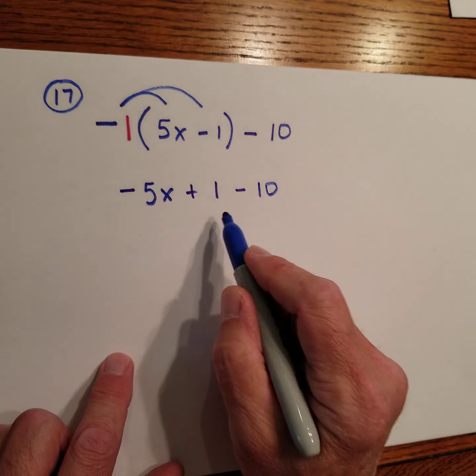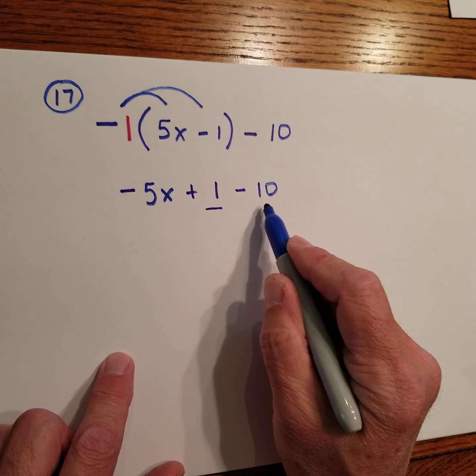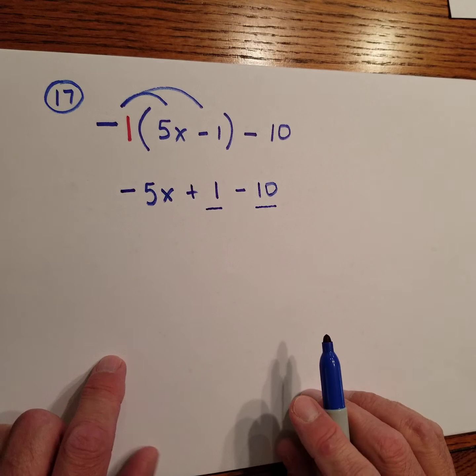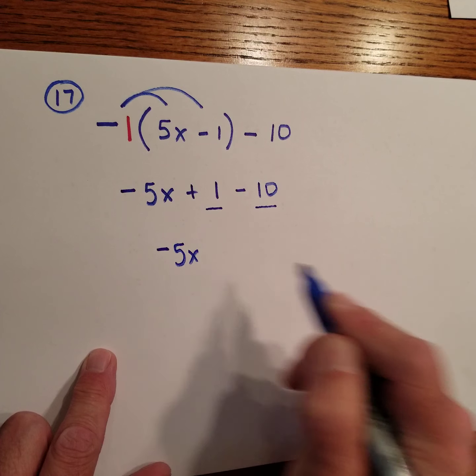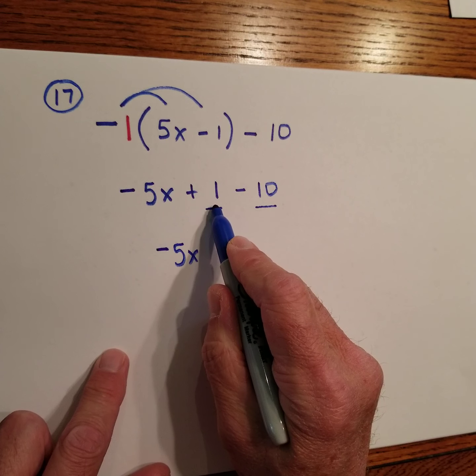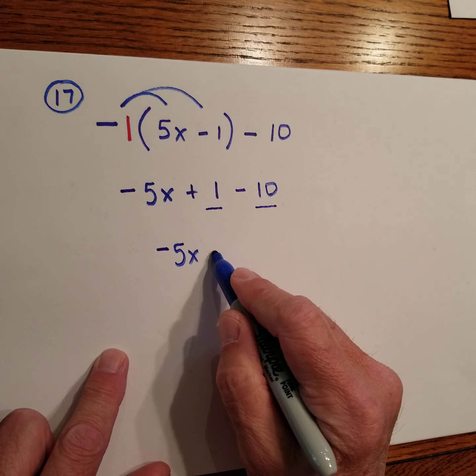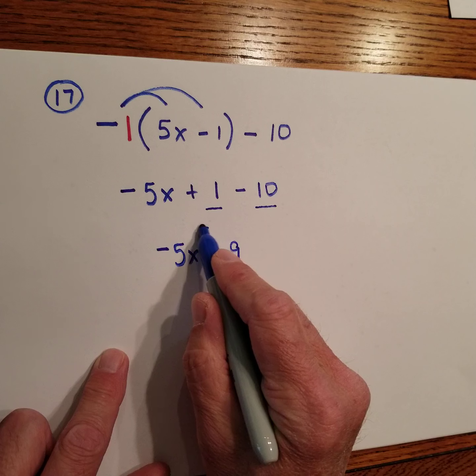Now combine like terms. This term does not have an x. This term does not have an x. I can combine them. I'll copy the minus 5x first. And when I combine 1 minus 10 is negative 9. Got it.